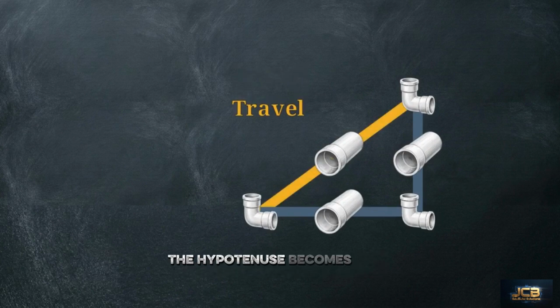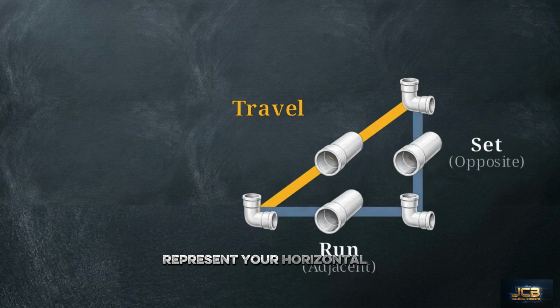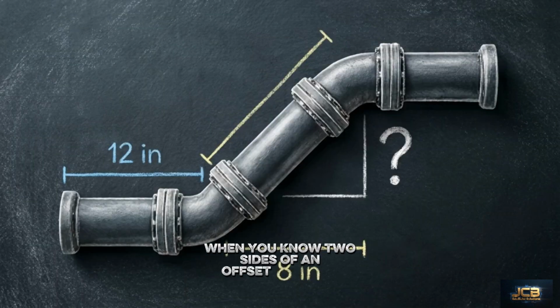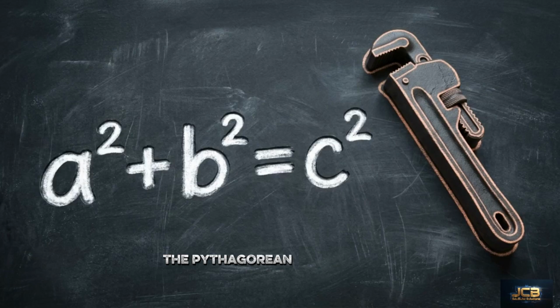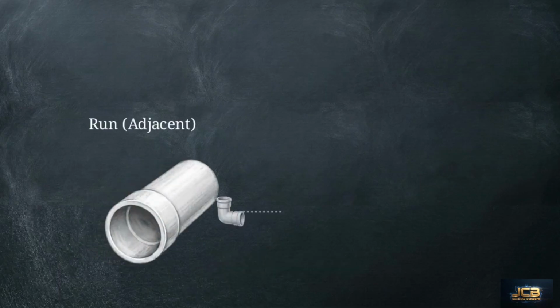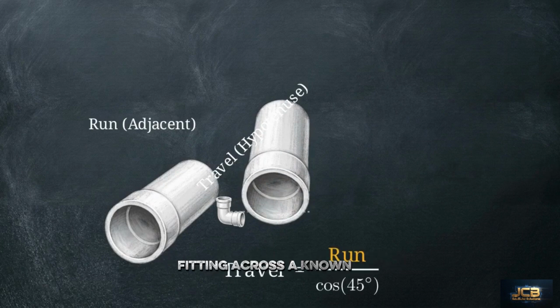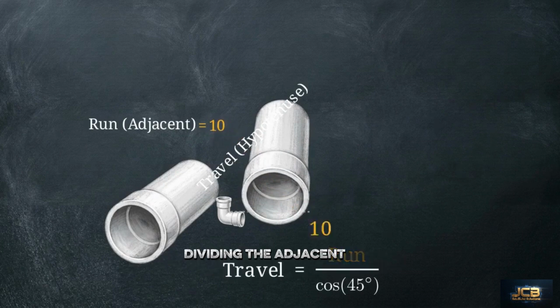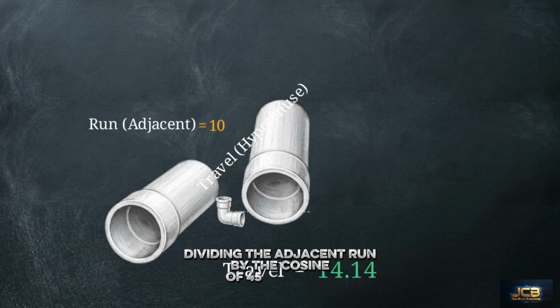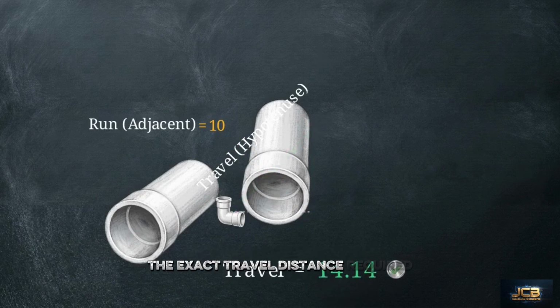The hypotenuse becomes your travel pipe. The adjacent and opposite sides represent your horizontal run and vertical set. When you know two sides of an offset but lack the angle, the Pythagorean theorem acts as your immediate backup to find the missing length. Let's apply this to a high-yield scenario, calculating travel length using a standard 45-degree fitting across a known run. Dividing the adjacent run by the cosine of 45 pinpoints the exact travel distance required.